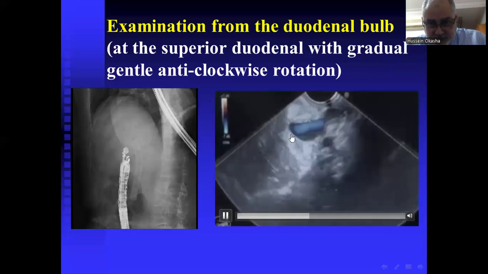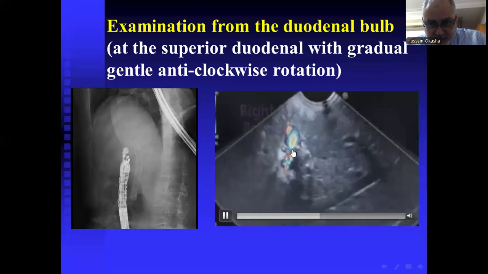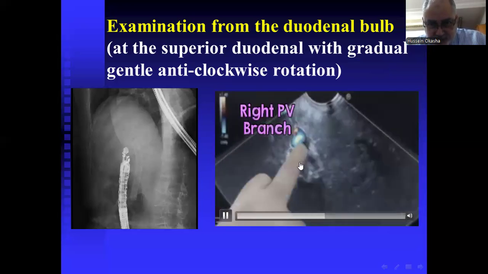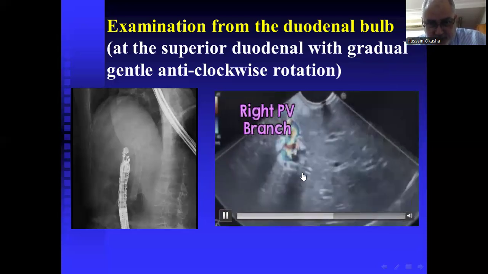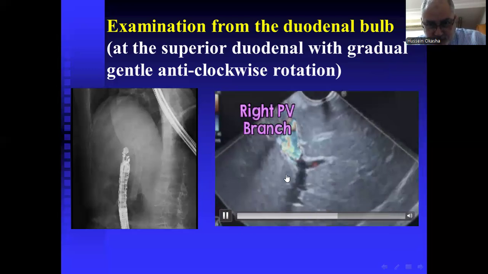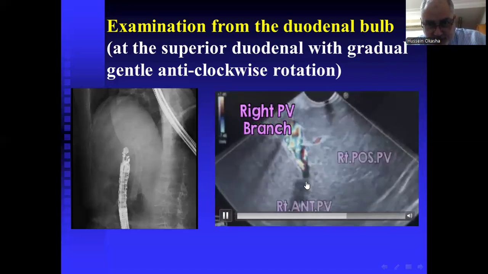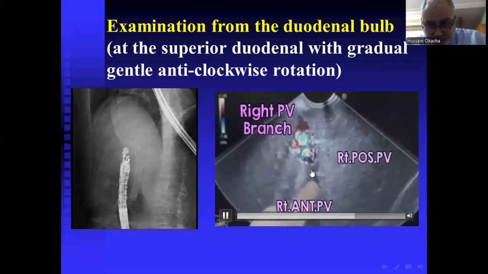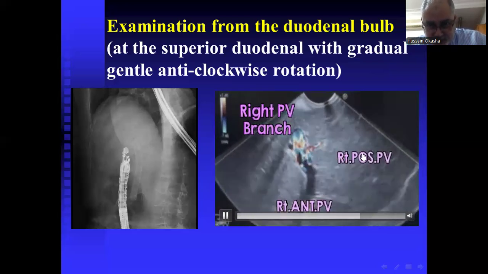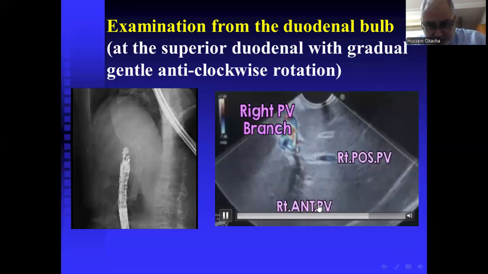Here, this is the right branch of the portal vein. Now, going inside the liver, just minimal counterclockwise rotation, more and more counterclockwise rotation. And here the right branch of the portal vein will divide into its two main branches, right anterior branch and right posterior branch. The right anterior will separate segment 5 from segment 8.